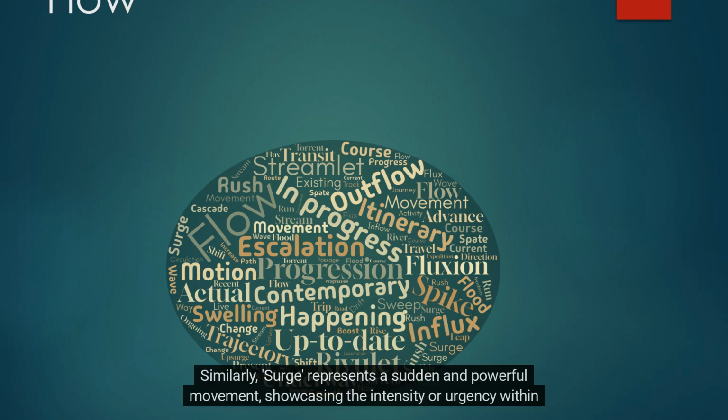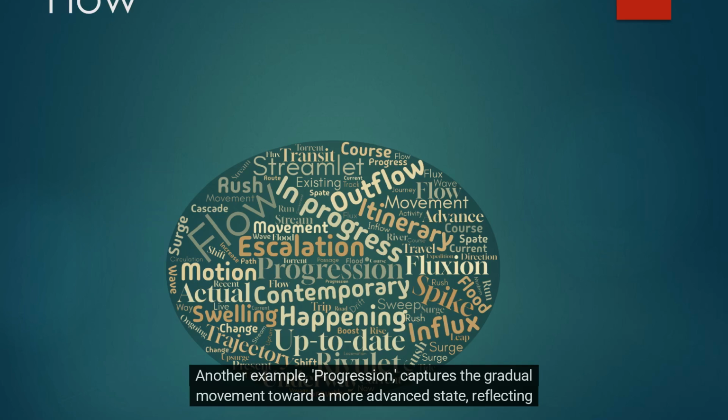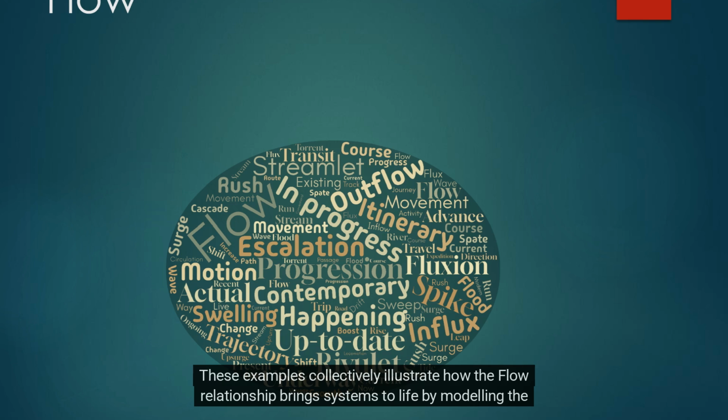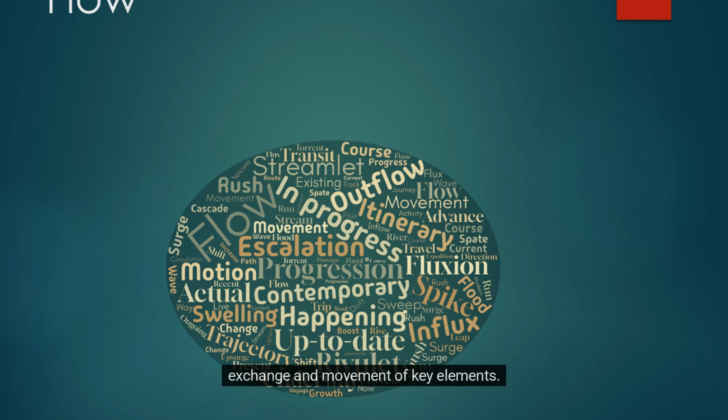Similarly, surge represents a sudden and powerful movement, showcasing the intensity or urgency within a flow. Another example, progression, captures the gradual movement toward a more advanced state, reflecting the evolving nature of flows. These examples collectively illustrate how the flow relationship brings systems to life by modeling the exchange and movement of key elements.